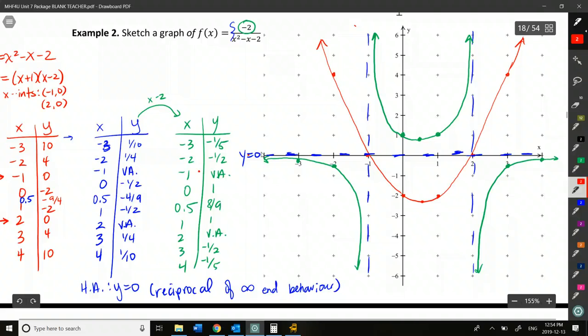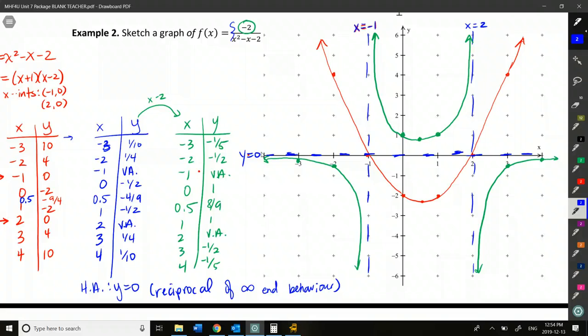And we should probably label these as well. X equals -1 and x equals 2. All right, so the green parts are our function and the blue parts are the asymptotes to that function.